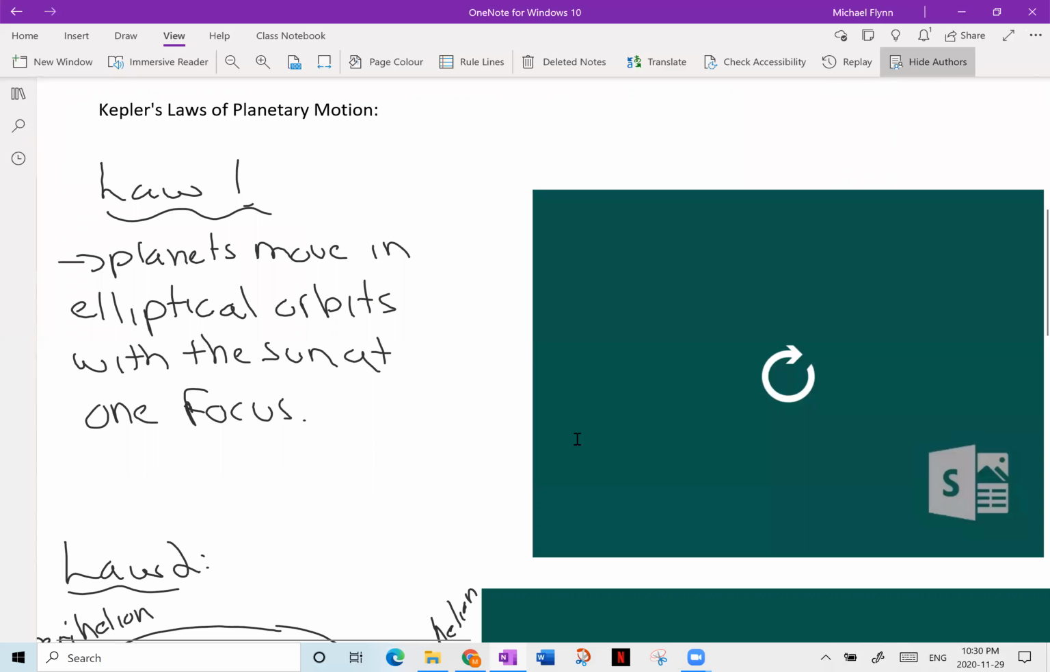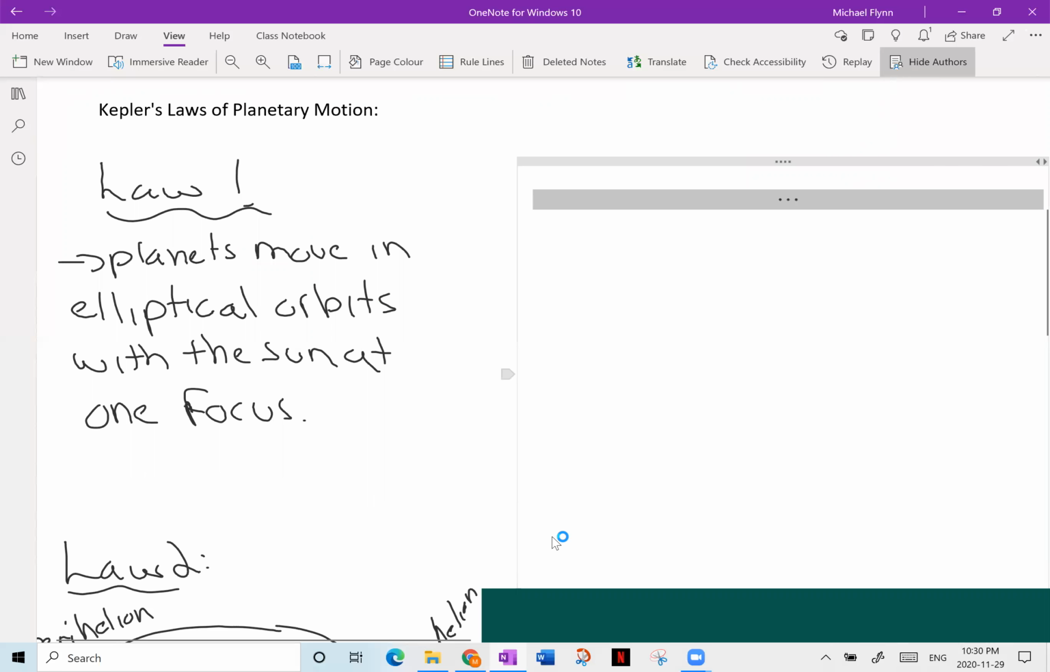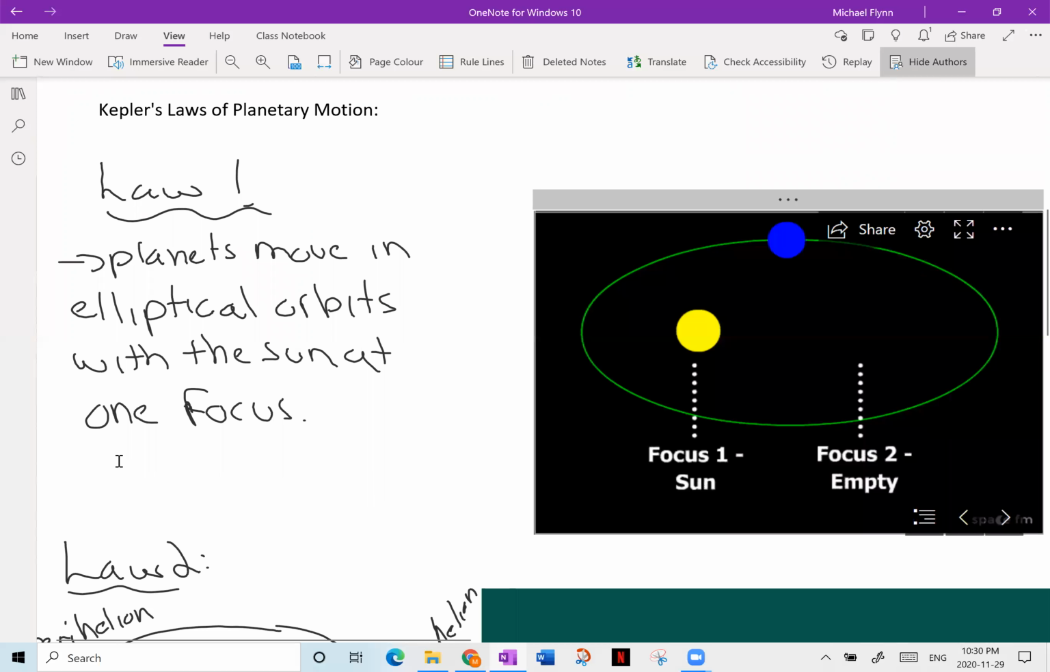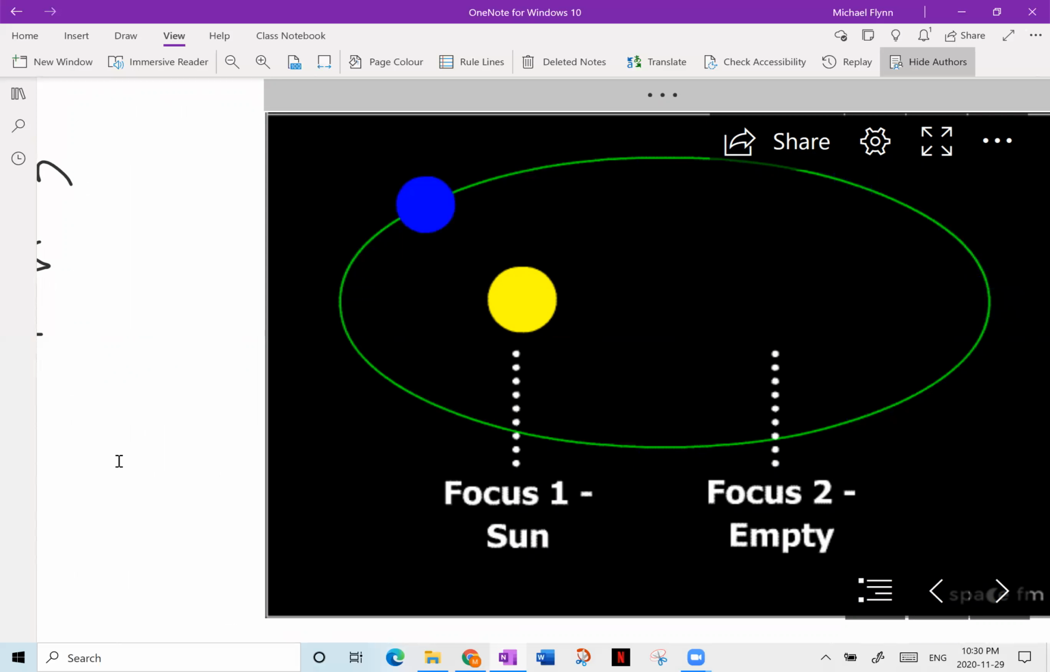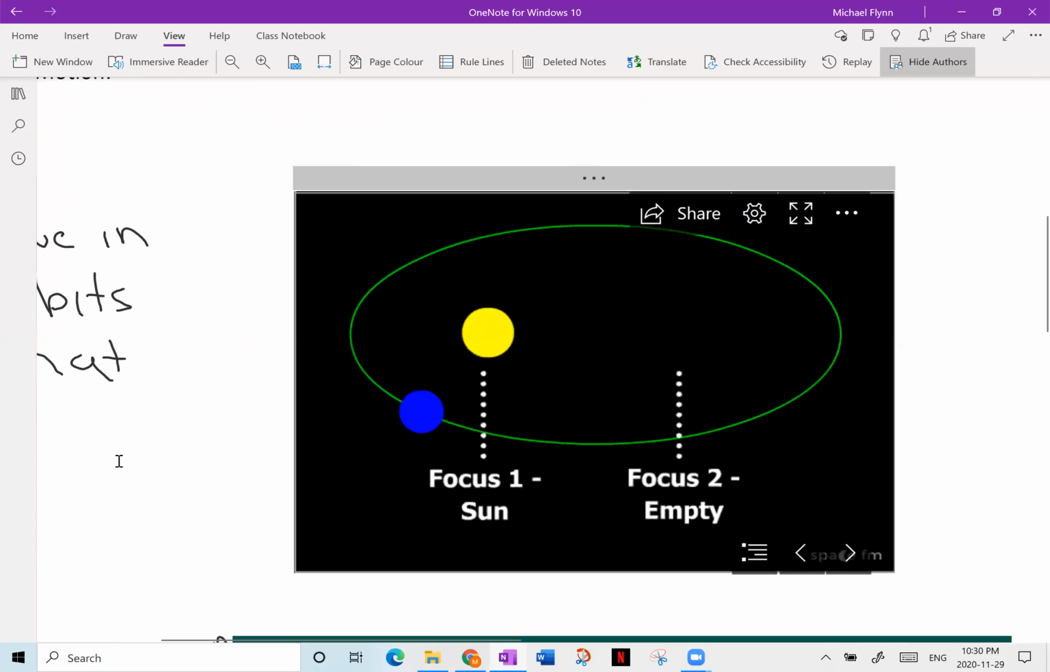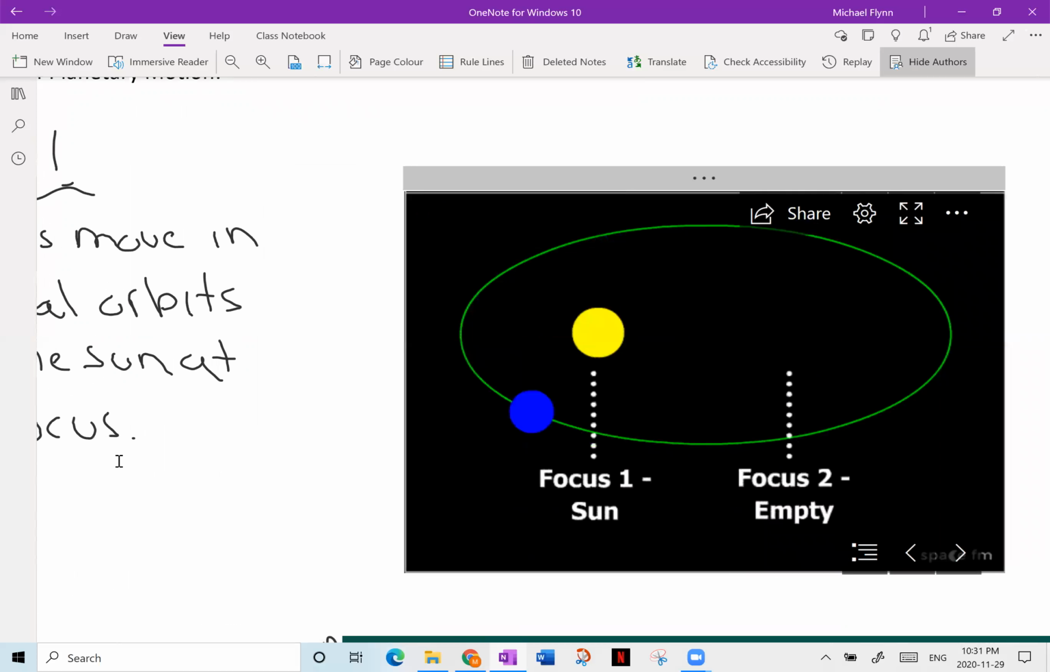Law number one: planets move in elliptical orbits with the sun at one focus. So let's see if this little demonstration will show up here. There's a planet going around the sun. This is a kind of crappy animation, but whatever. An ellipse is like a curve with two focal points. One focal point for a planet's orbit always has the sun present. The other focal point has nothing, okay? And that is the characteristic shape of an orbit.